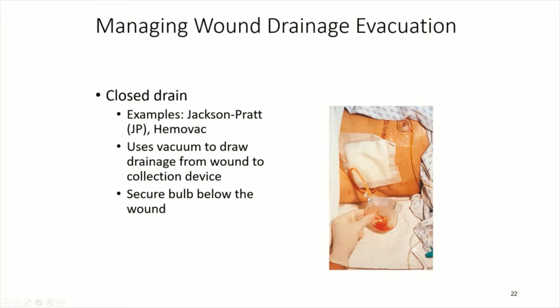You'll be able to disconnect it to drain it. And before you reconnect it, you squeeze it down, and that's what's creating your suction that's draining the fluid out of your wound.